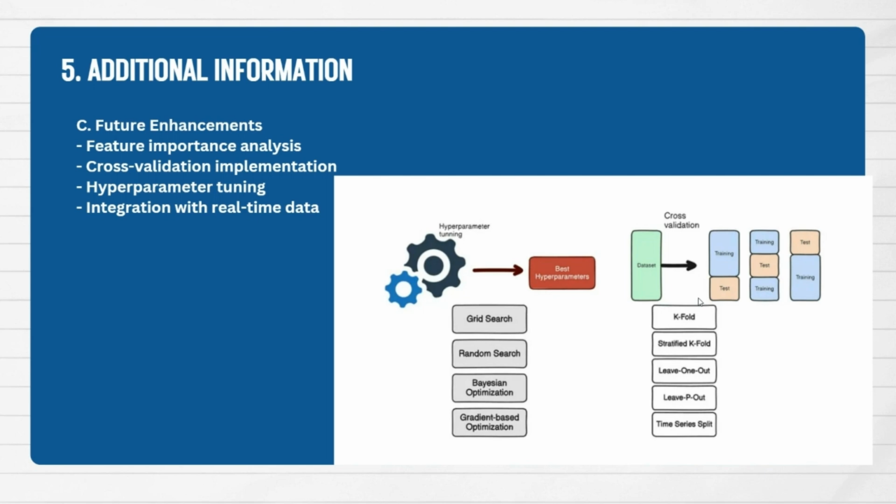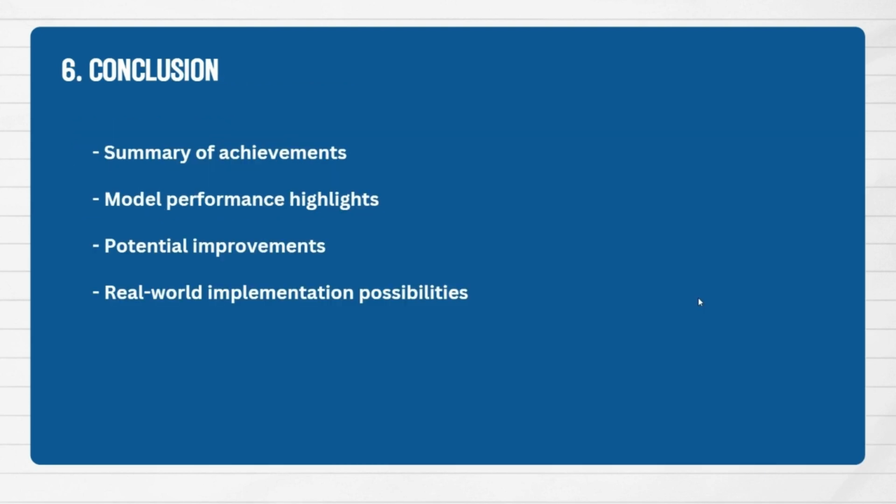Hyperparameter tuning: fine-tune critical parameters such as splitting criteria, maximum tree depth, and minimum sample size to optimize performance. Integration with real-time data: connect the model to real-time data sources to support rapid and accurate prediction in dynamic scenarios. Application: early warning systems and instant decision making in fields like finance, healthcare, and logistics. And the last is the conclusion.